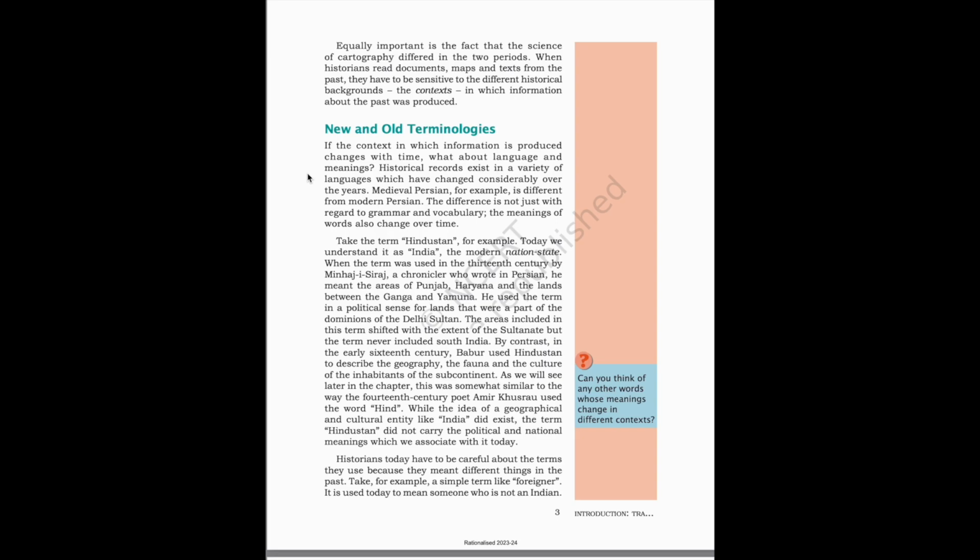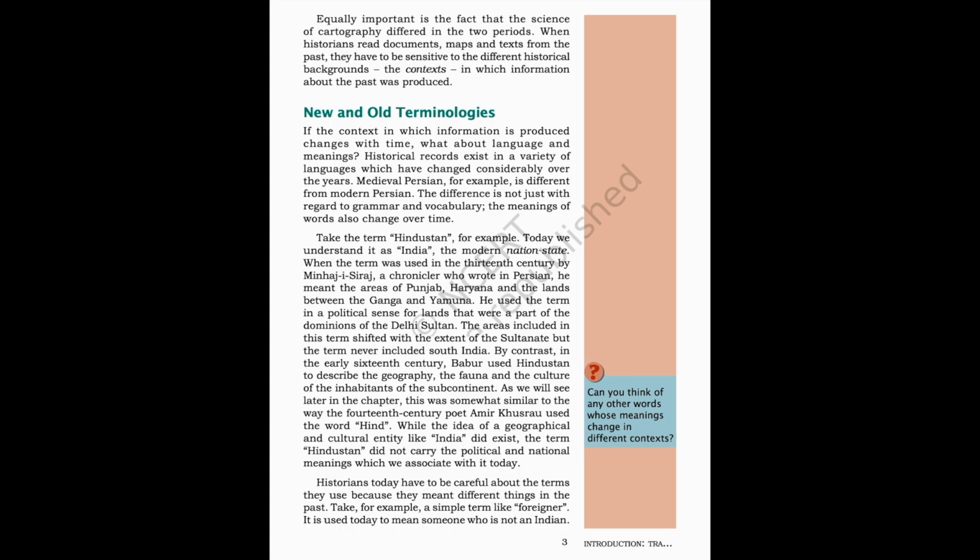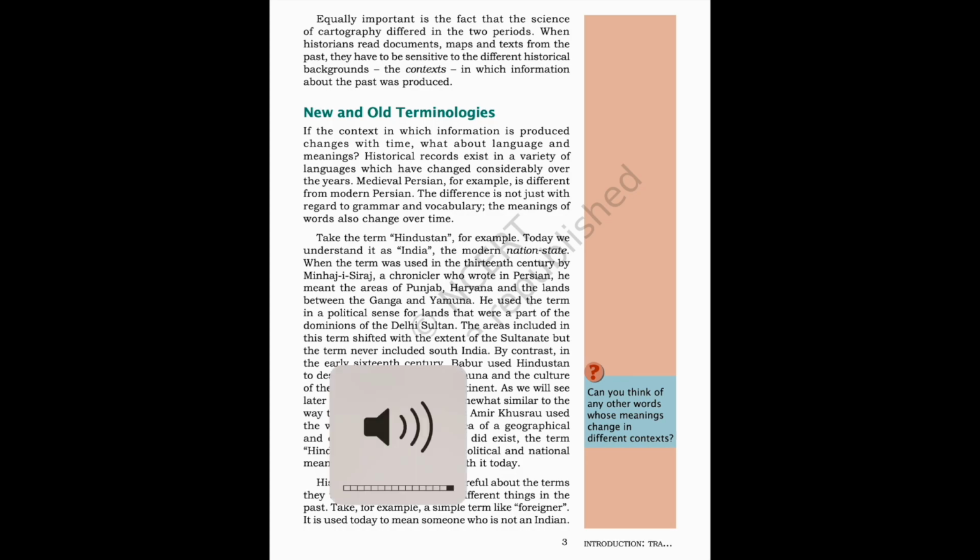Historical records exist in a variety of languages which have changed considerably over the years. Medieval Persian, for example, is different from modern Persian. The difference is not just with regard to grammar and vocabulary, the meanings of words also change over time. Take the term Hindustan for example.